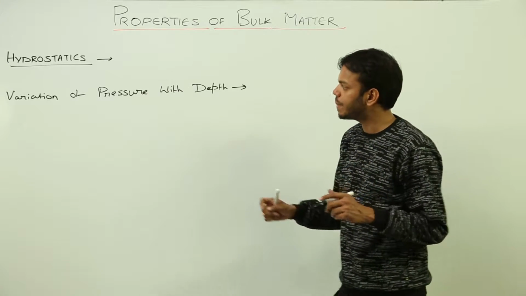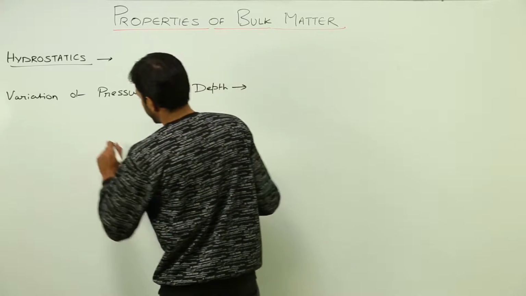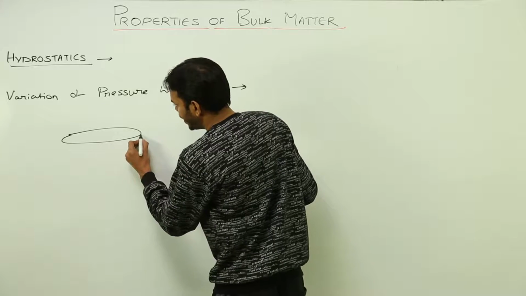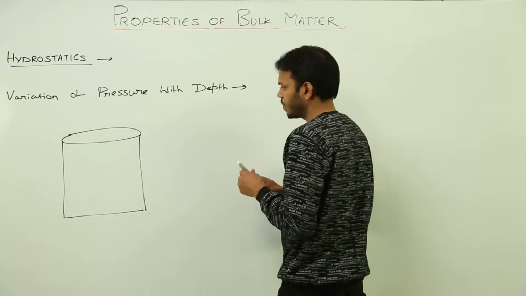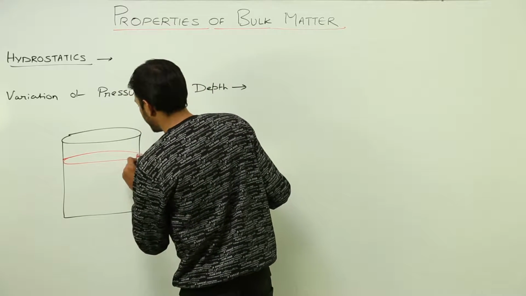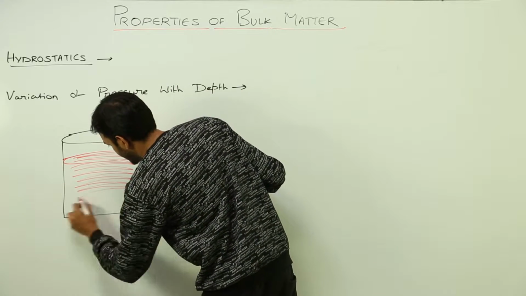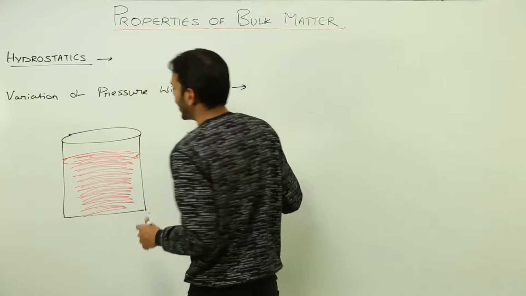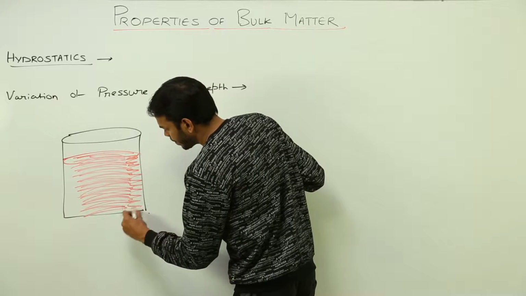To understand the concept of variation of pressure with depth, consider this vessel in which we are going to place a liquid. Let's say the liquid is filled up to this level. All right, so this vessel is filled with liquid, and our whole orientation is towards finding the pressure inside the liquid.